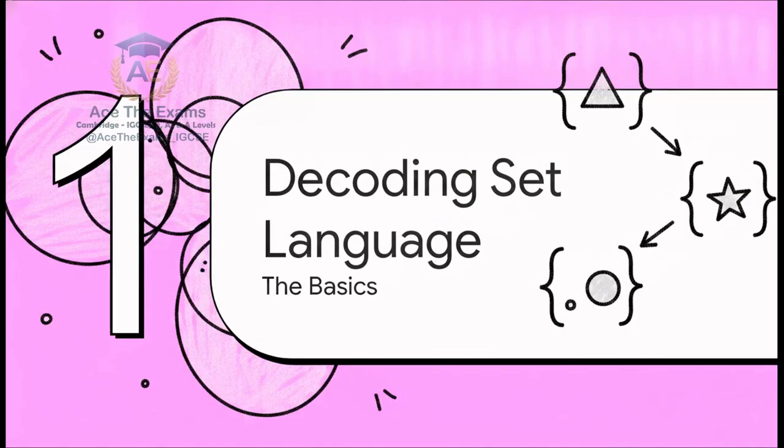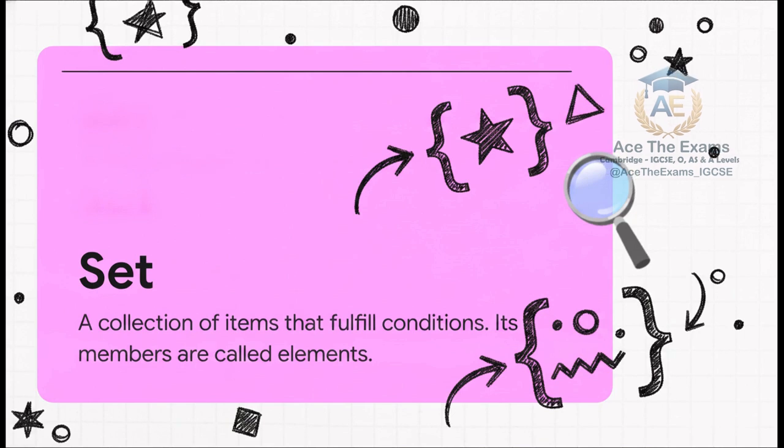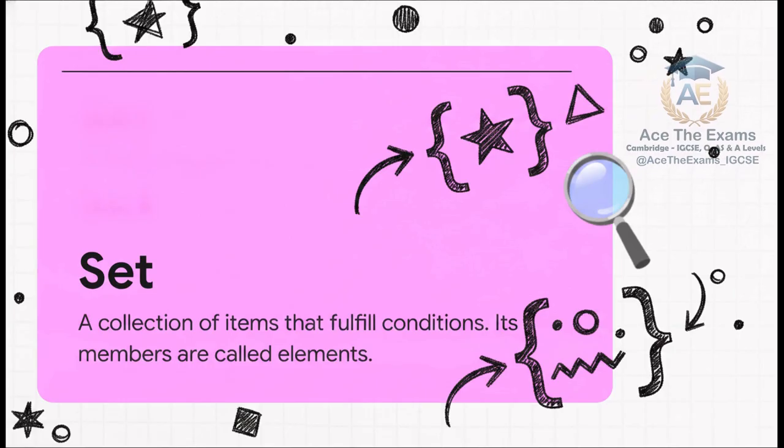All right, Section 1, Decoding Set Language. We have to start with the fundamental building blocks. What exactly is a set? Simply put, a set is just a collection of items, numbers, shapes, letters, whatever, that follow a specific rule. We call the individual items inside elements.